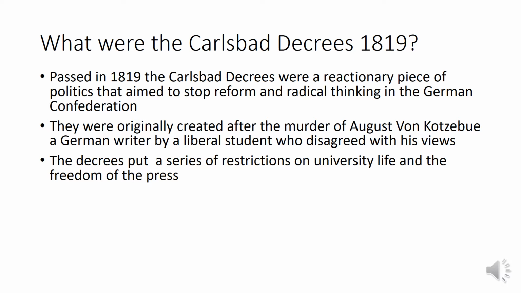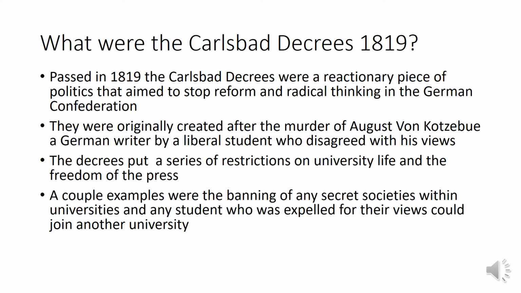So the Carlsbad Decrees put an end to this. The Carlsbad Decrees also put serious restrictions on university life. A couple of examples of this. They banned any secret societies within a university. So any society that discussed ideas that were outside of this reactionary policy view, and the idea that the government should be controlled by the monarch and the top aristocrats, was banned. If you were caught in this, you would be expelled.